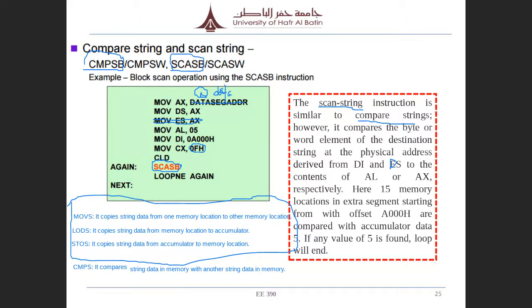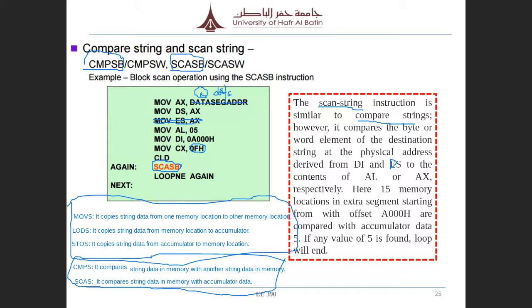Okay, so here scan string compares string data in memory with accumulated data. Can you get the difference between these groups? The first group has three string instructions: move string, load string, store string. What is the difference between these three? And what is the difference between these two, compare string and scan string?